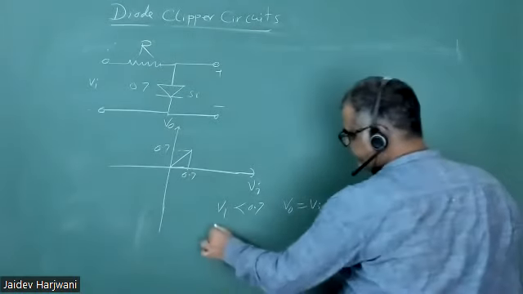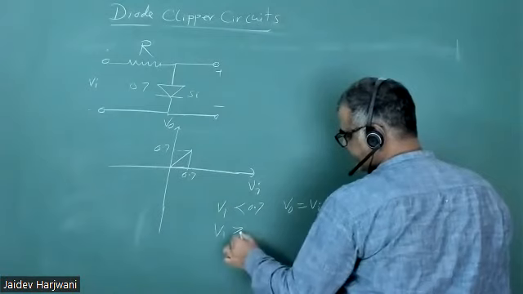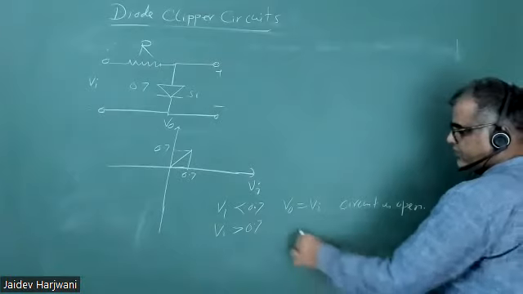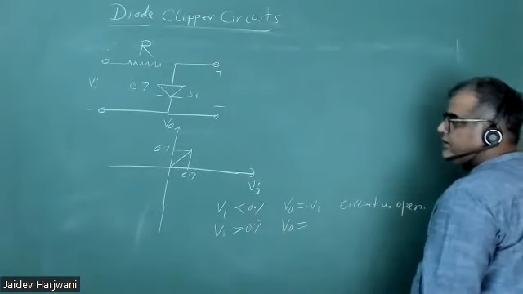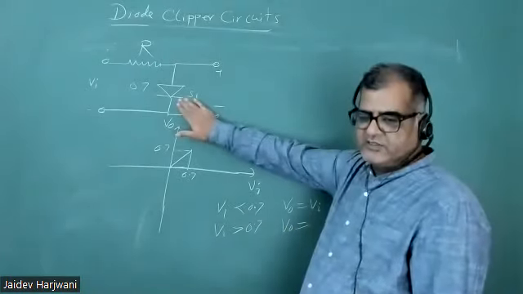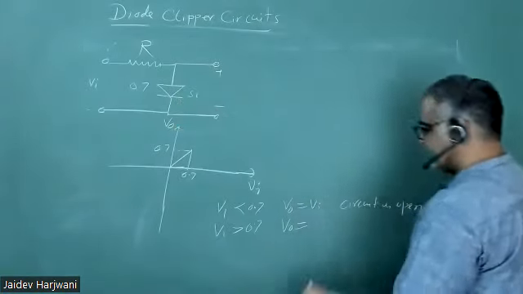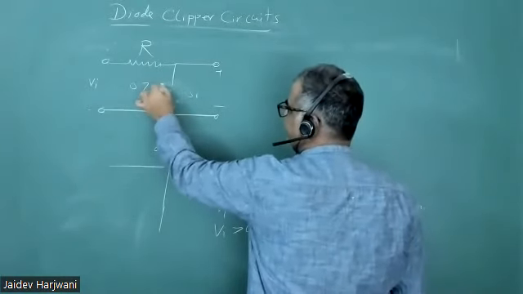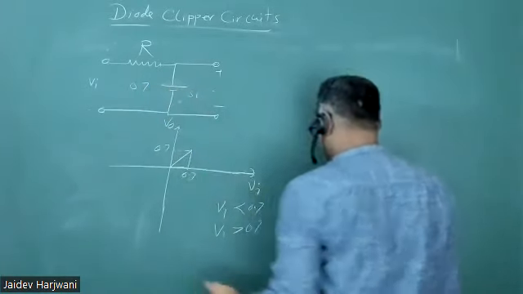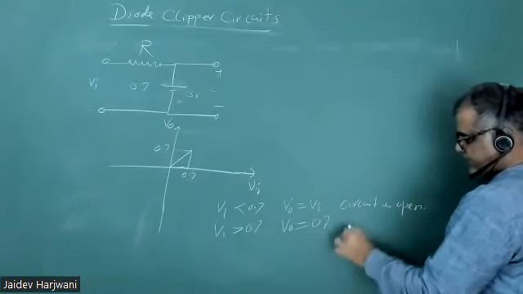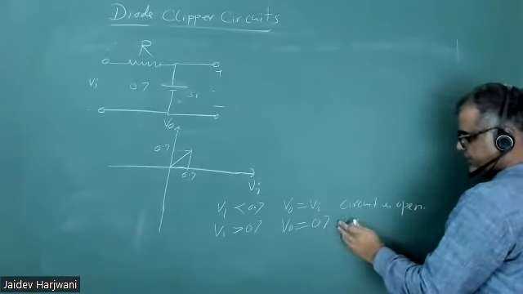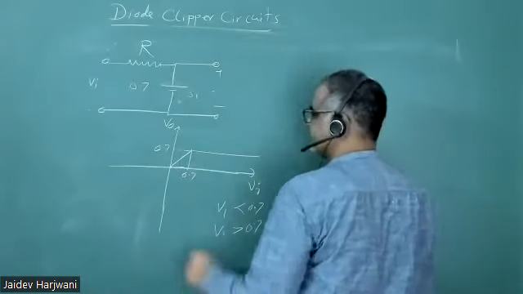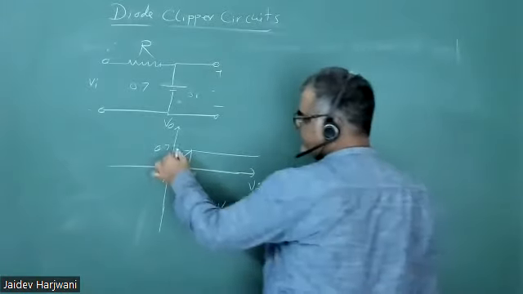Now once you increase Vi greater than 0.7, what will happen? Will the voltage become 0? How much will it become? If the diode conducts, the drop becomes 0.7. If this diode conducts, then it will be replaced by a battery, and the voltage here gets fixed. Circuit closed and diode replaced by battery.